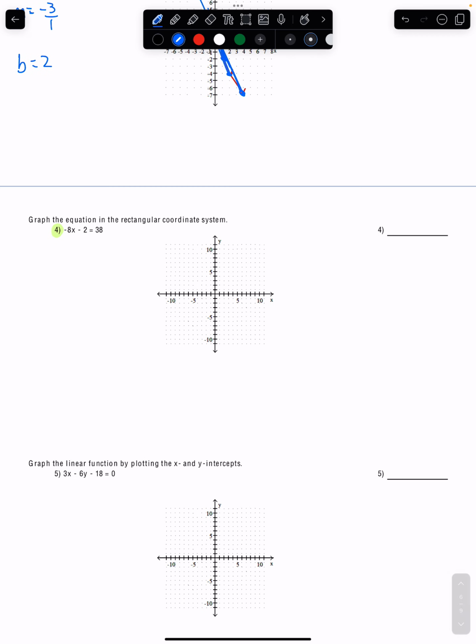For number 4, graph the equation in the rectangular coordinate system. Here we don't have an x and y, so we're just going to solve it in terms of x. So we'll get x by itself. We'll add 2 to both sides, leaving us with 8x equals 40. We'll divide both sides by -8, and we're left with x equals -5. So we're going to look where x is -5. Here's one instance where it is. And what we're going to want to do is have every instance that it's -5, because that's our graph. So it's just going to be this straight vertical line.